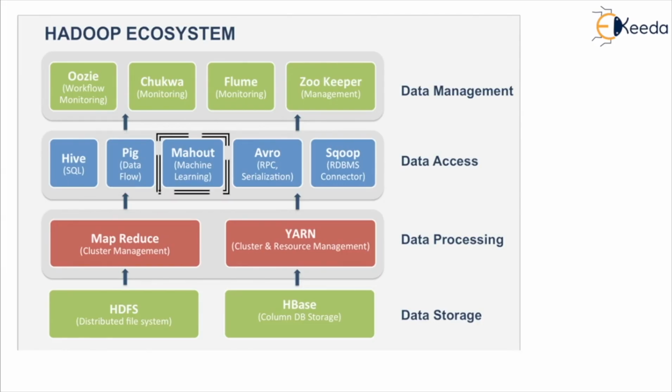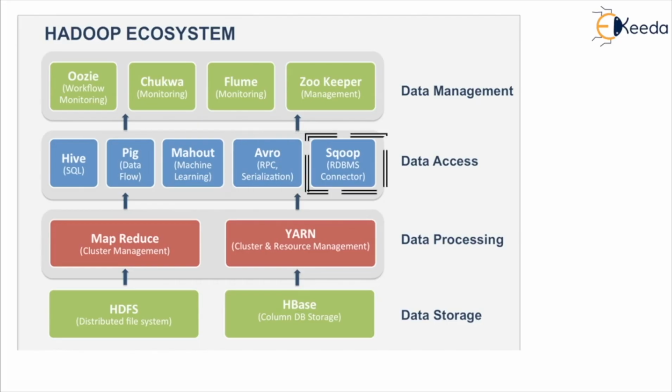Mahout, it is a library of machine learning algorithms written in Java that supports collaborative filtering, clustering, and classification, and many other algorithms also. Avro, it supports the serialization system. It uses JSON for defining data types and protocols to support data-driven applications. It provides simple integration with many different languages like Python, C++ rather than only Java.